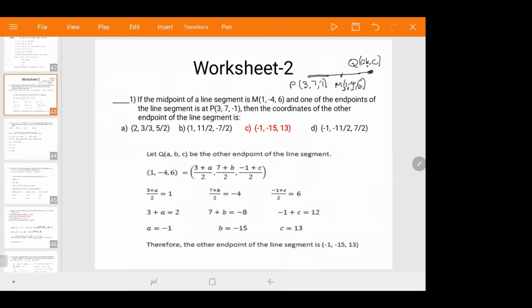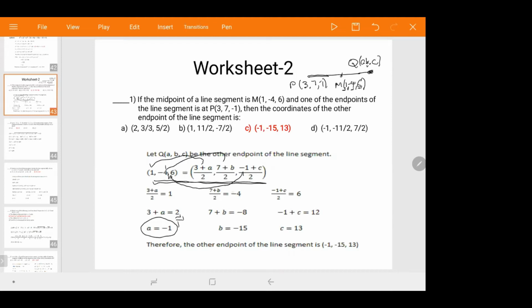So the midpoint (1, -4, 6) must be equal to ((3 + A)/2, (7 + B)/2, (-1 + C)/2). Now, in order for these two ordered triples to be equal, they must be equal component-wise. That means the x coordinate must equal the x coordinate, the y coordinate the y coordinate, and the z coordinate the z coordinate. Now from this, (3 + A)/2 must be 1. So 3 + A must be 2 times 1, that is 2, and A must be 2 minus 3, that is -1.